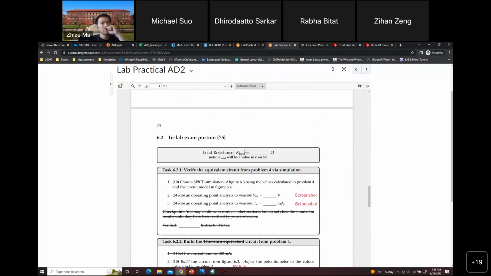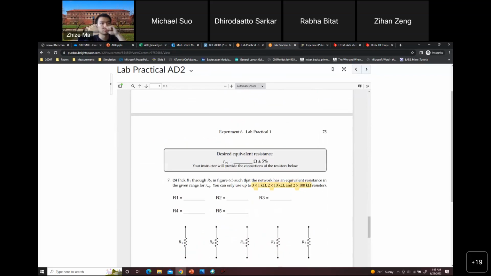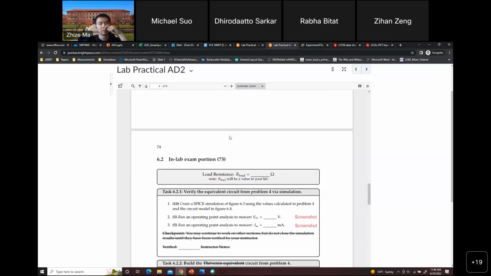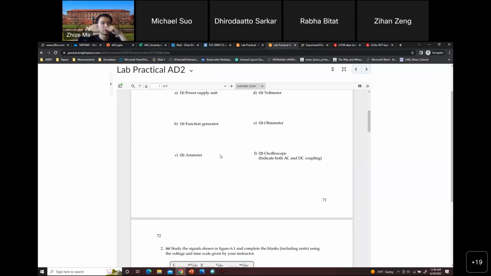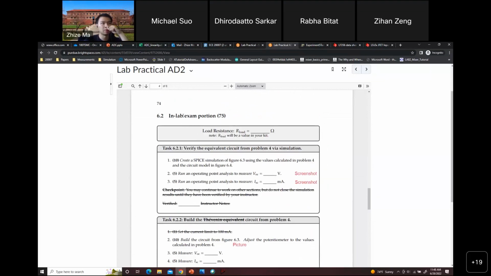So after you submit the take-home portion and you get the value for the R load and this task, you have 2 hours to finish the in-lab portion. So make sure you submit. We will check the submit time of your take-home portion. After 2 hours, if you haven't submitted your in-lab portion, that will count as late for your in-lab portion.